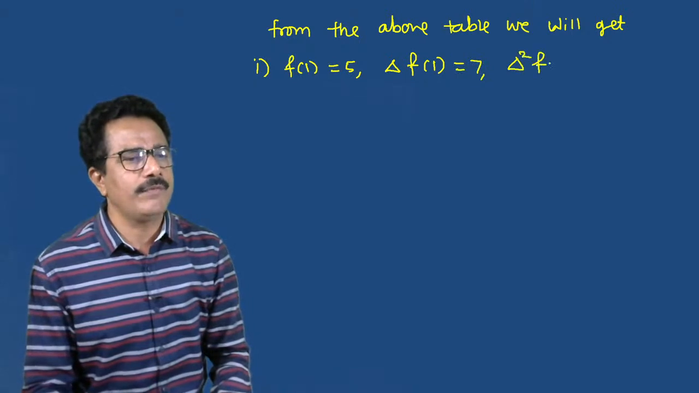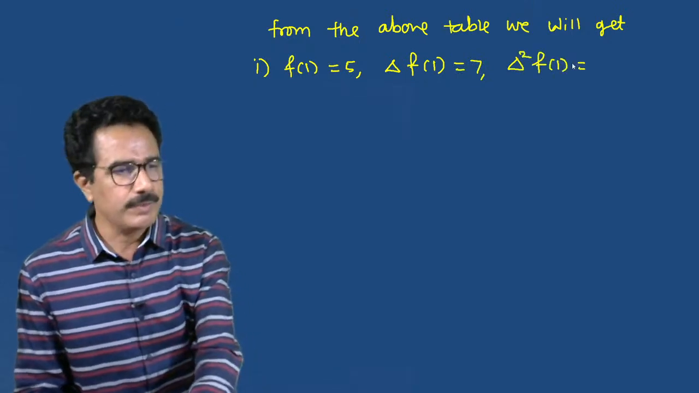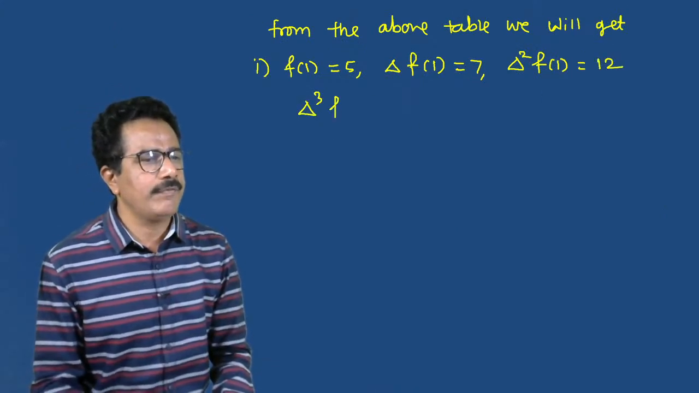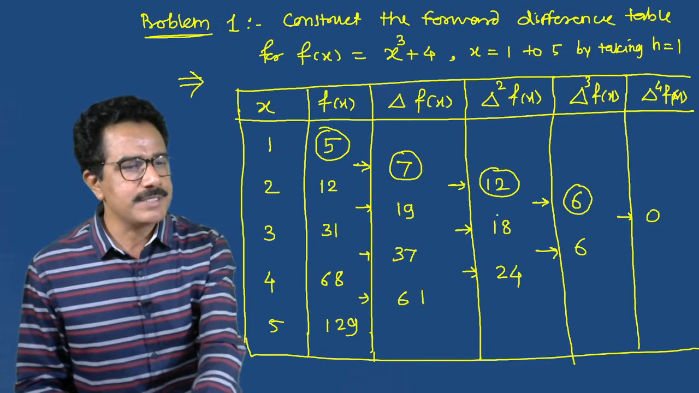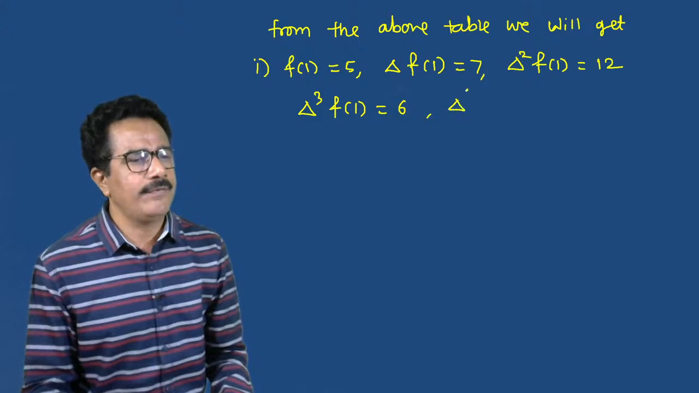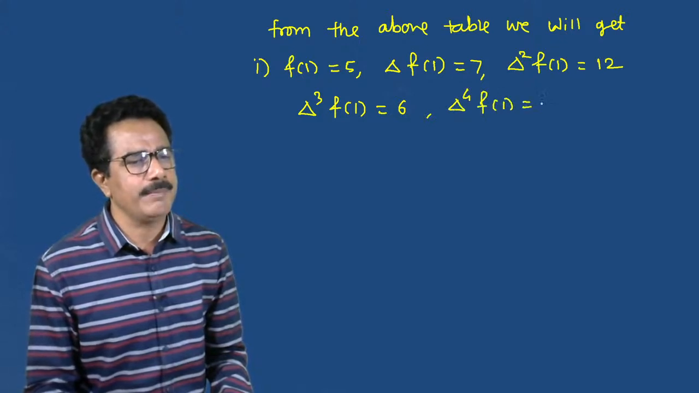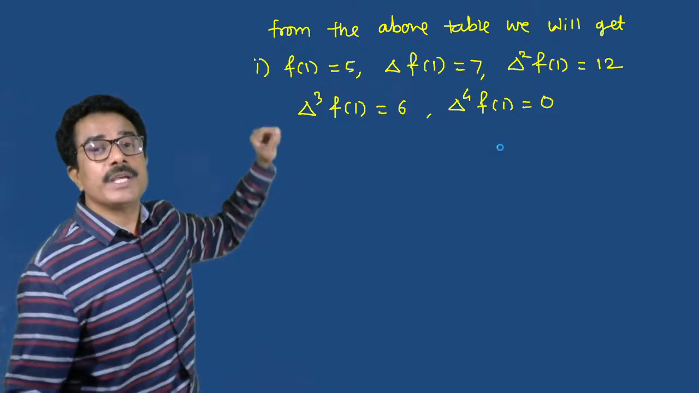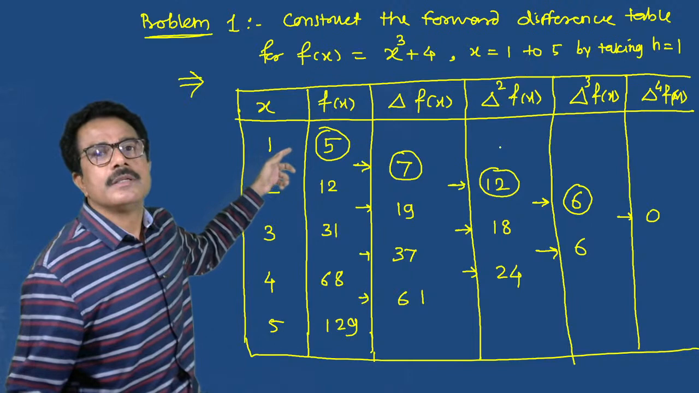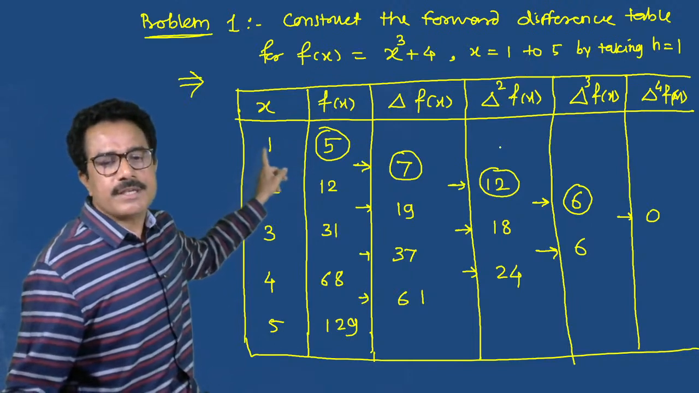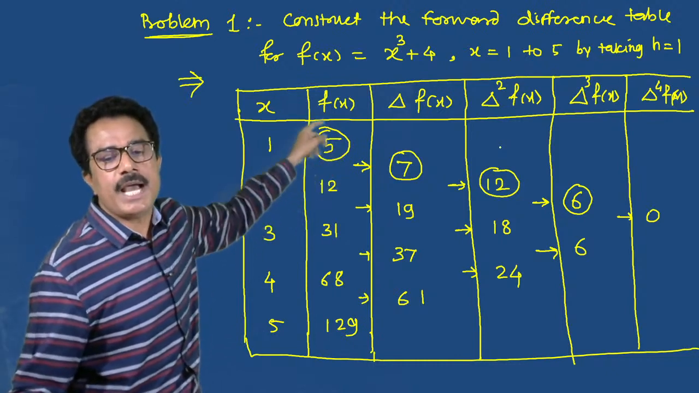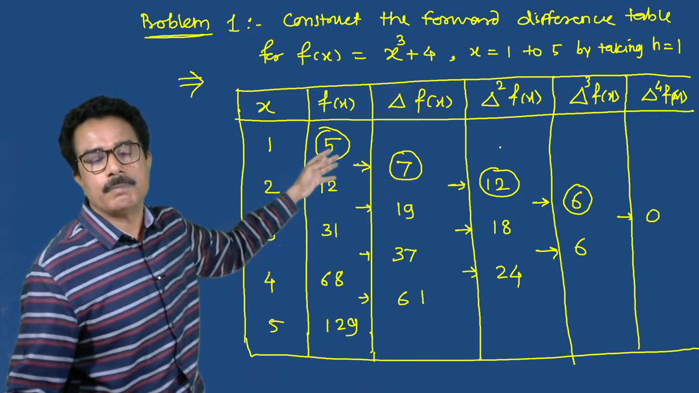Delta 2 f of 1 means which will be 12. Delta 3 f of 1 means 6. And delta 4 f of 1 means 0. Means we can obtain from the forward difference table higher order differences of first entry. या पहिल्या एंट्रीचे हायर ऑर्डर डिफरन्सेस कॅल्क्युलेट करू शकतो.